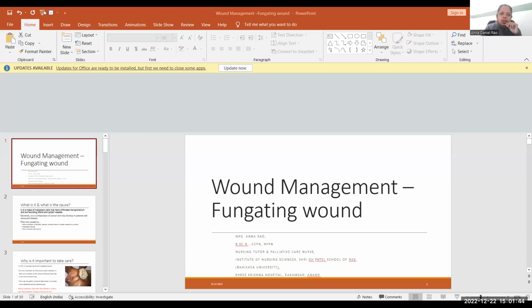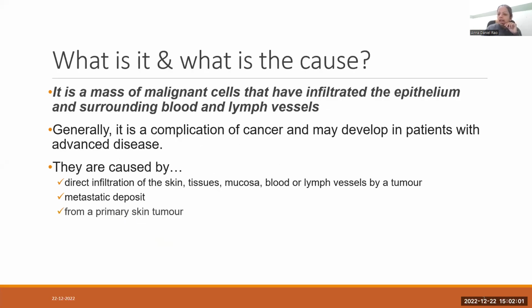So what is a fungating wound? Many of you might have seen it, and many of you may see it in future. A fungating wound is basically seen as a complication of a malignant mass. And why it happens, that we will see further in the next slides.